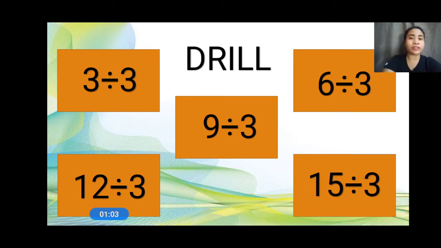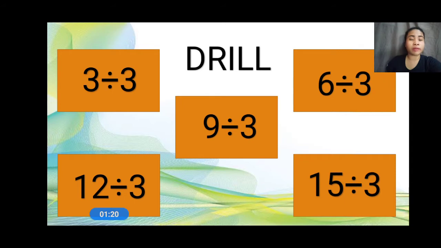Okay, all together, everyone, 3 divided by 3 equals 1, 6 divided by 3 equals 2, 9 divided by 3 equals 3, 12 divided by 3 equals 4, and 15 divided by 3 equals 5.